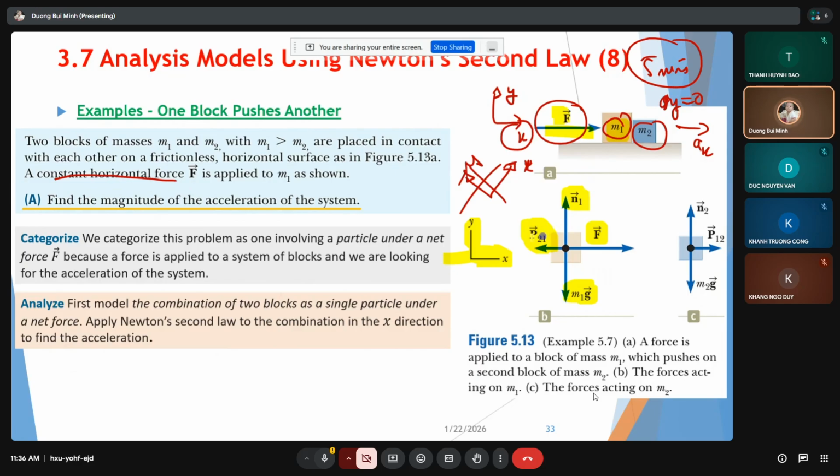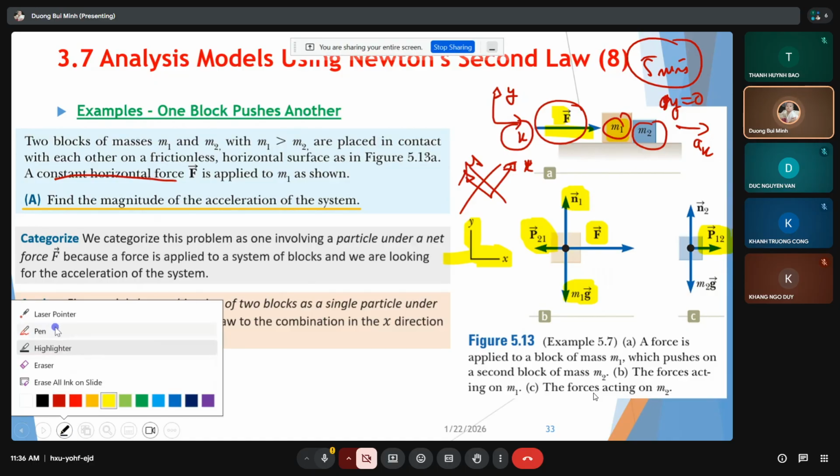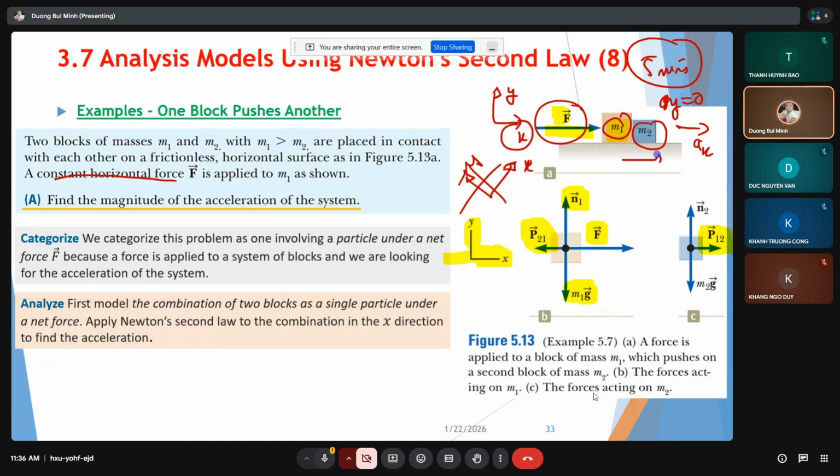Okay, sorry, from object 2 to object 1, which is B21. And we also have another force from object 1 into object 2, like this, B12. And the force from object 2 into object 1, you get this one, B21. Of course, the magnitude of both vectors will be equal.